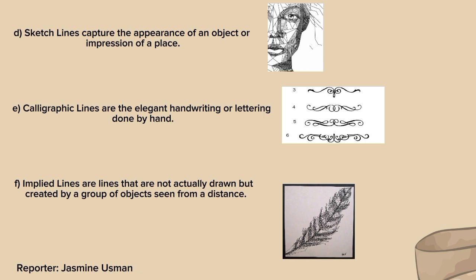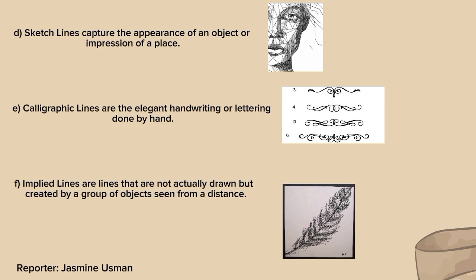The last one is the implied lines. Implied lines are lines that are not actually drawn but created by a group of objects seen from a distance. It means that implied lines are suggested or inferred rather than explicitly drawn, emerging from the spatial relationships and alignments between objects or elements within a composition.